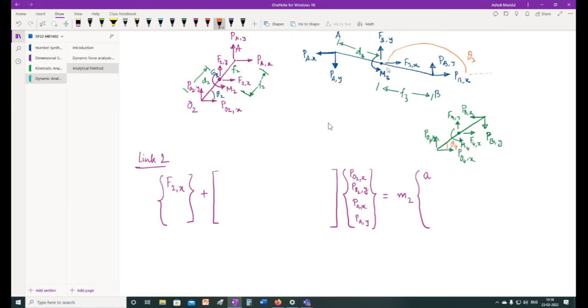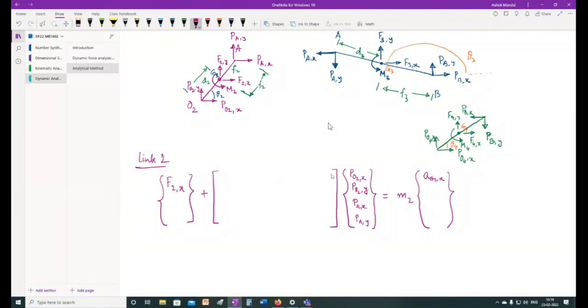And for this case, it is G3. For this case, it is G4. Okay, so we'll write here AG3, and its X directional component that gives you M2 AG3X, that gives you the component of acceleration or inertia force for the acceleration in X direction. Okay, we have written this, the externally applied force.